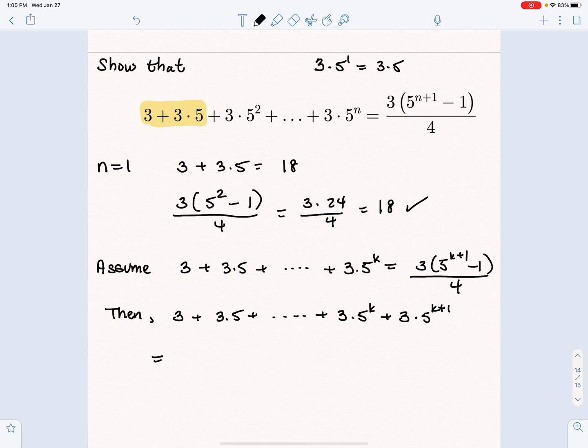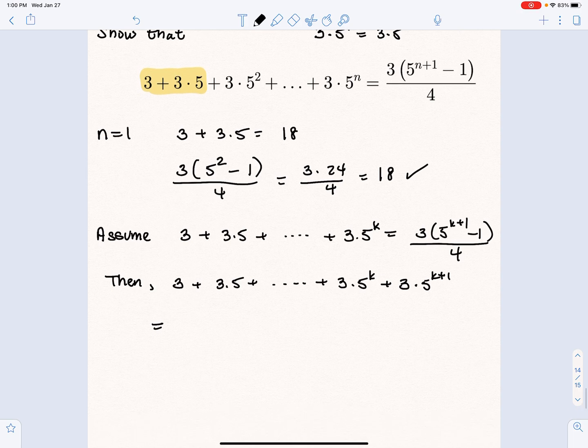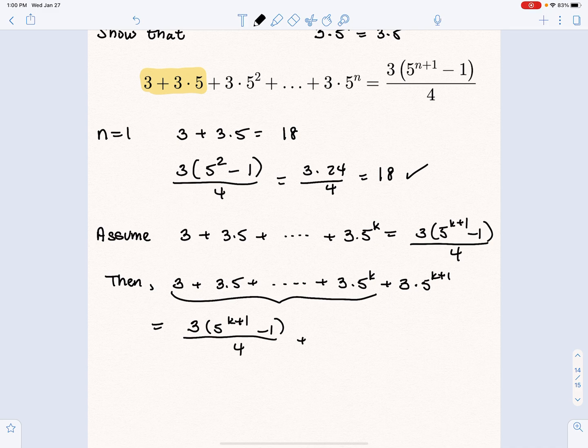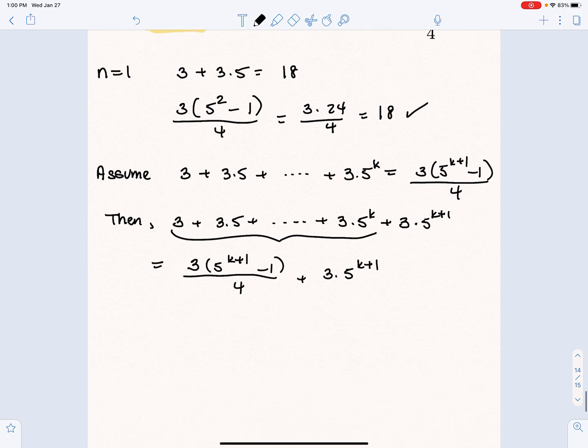And it's pretty simple to see with this one. All we want to do is show that it's equal to 3 times 5 to the k plus 2 minus 1 over 4. So that's where we're going. So this piece we know is replaced by the inductive hypothesis, and then plus 3 times 5 to the k plus 1. So what seems to be the best strategy here?